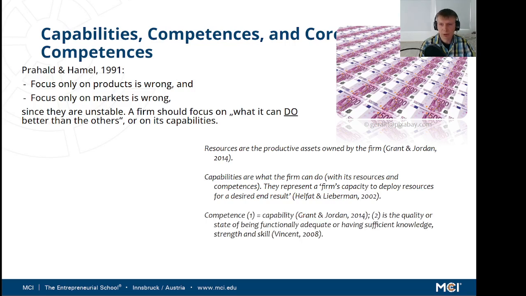We also have the word competence or competency, and it has two meanings. For me and for most researchers, it would be the same as a capability. That's why if you hear that a company has a capability in something, it is the same as the company has a competence in something. But there is also the second meaning, which means the quality or state of being functionally adequate, of having sufficient knowledge, strength, and skill. It means being competent in something, I'm able to do something. It's more about the potential, not what you actually do, but what you have potential for.